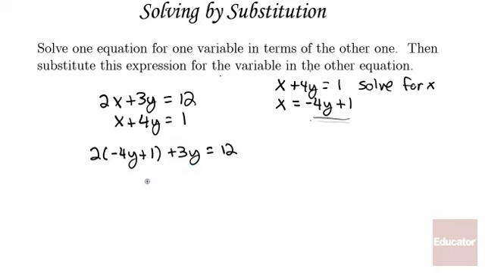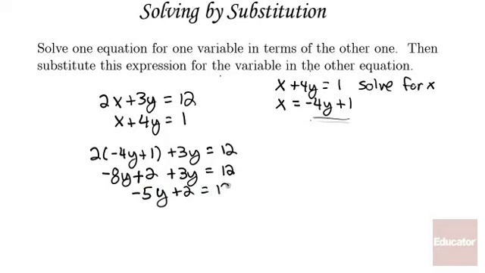Then I can just solve for y. 2 times negative 4y is negative 8y, plus 2 times 1, which is just 2, plus 3y equals 12. Combining like terms, negative 8y and 3y gives me negative 5y, plus 2 equals 12. Subtracting 2 from both sides, I get negative 5y equals 10. Dividing both sides by negative 5, I get y equals negative 2.